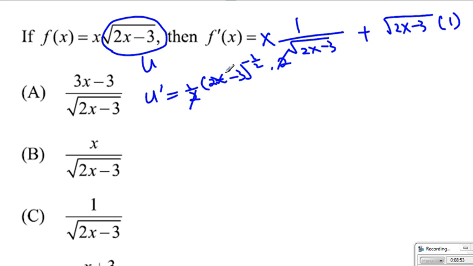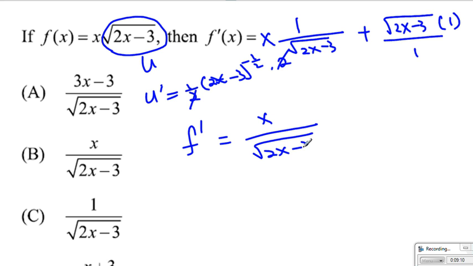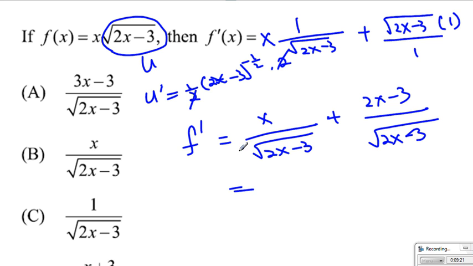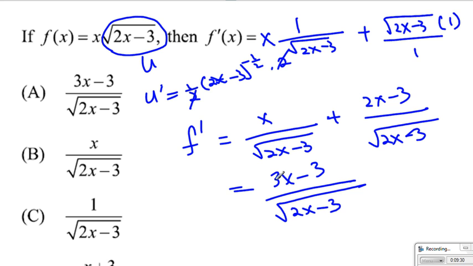Now, obviously, we don't see these as the answers, so let's make the common denominator. Bring this one over 1, then we get to realize f prime is equal to, first, x over square root of 2x minus 3. The second one becomes 2x minus 3 all over square root of 2x minus 3. Then we get to realize that the numerator becomes 3x minus 3, the entire thing over square root of 2x minus 3. That becomes our answer, which is choice A.